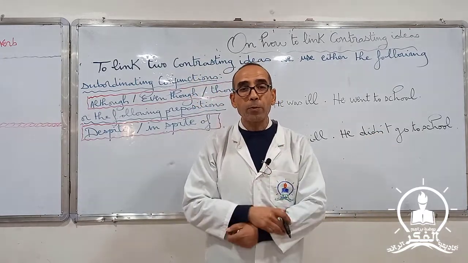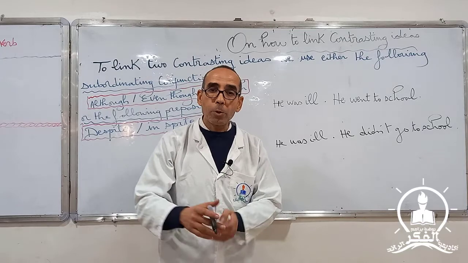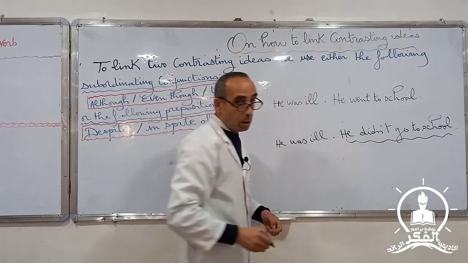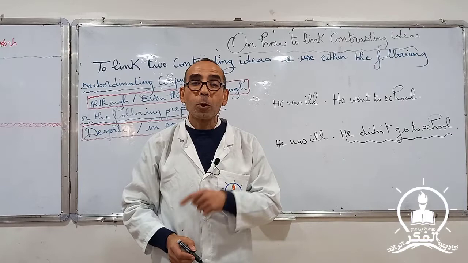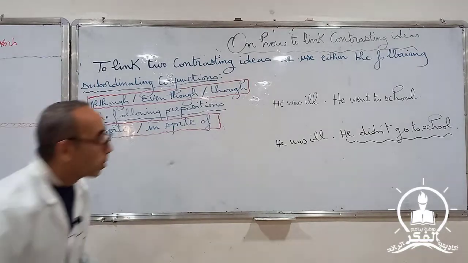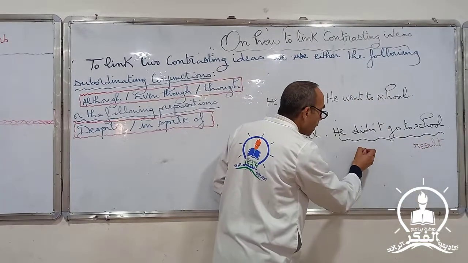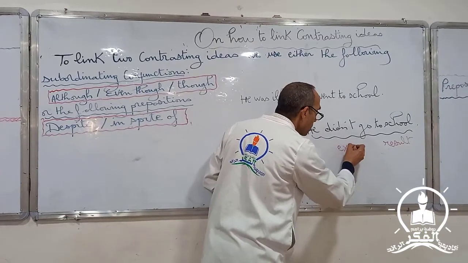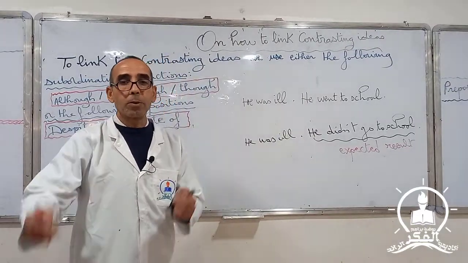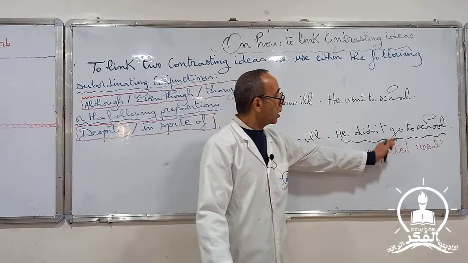This is what we expect from a student. If you are ill, you don't go to school. There's no surprise in it. This result here, didn't go to school, is what we expect from you. If you are ill, you stay home. You don't come to school. Now, this result here is the expected result. There's no surprise in a student, if he is ill, staying at home. He was ill and he didn't go to school.